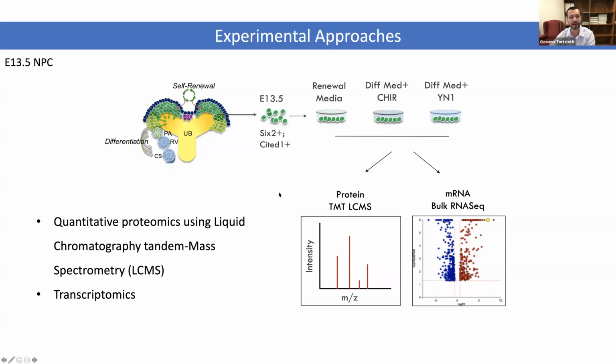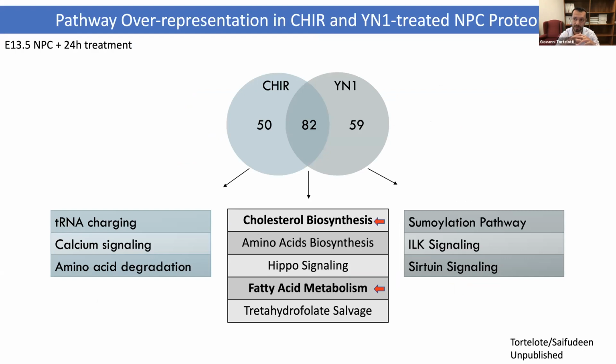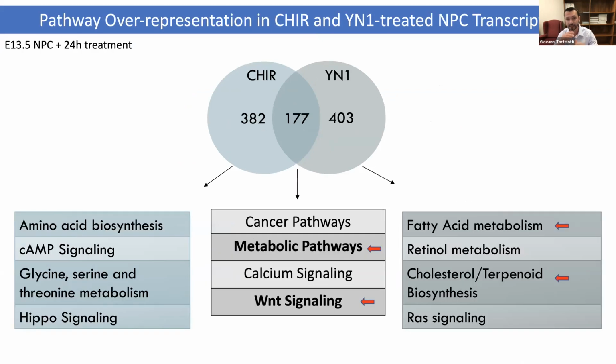We did this comparison using proteomics and transcriptomics techniques. At the protein level, the topmost modulated pathways common to both treatments, KIR and YN1, are metabolic pathways. As seen here, the number one topmost was cholesterol biosynthesis. I want to call your attention to cholesterol biosynthesis and fatty acid metabolism, which I've been talking about throughout my talk. And this is not different if you look at RNA levels.